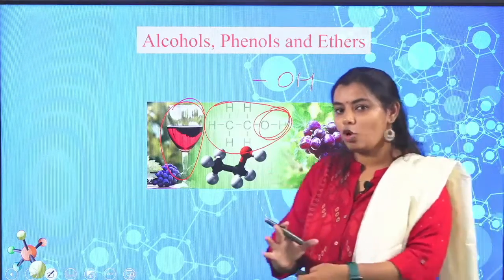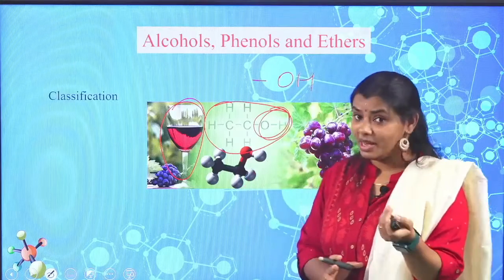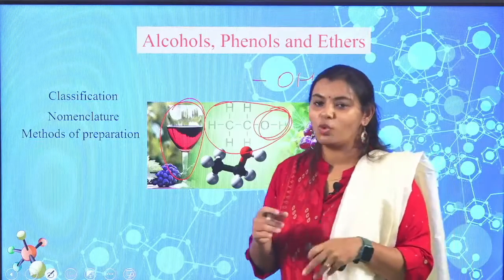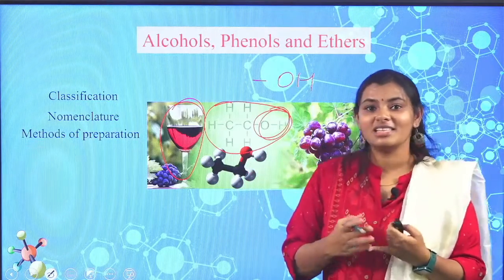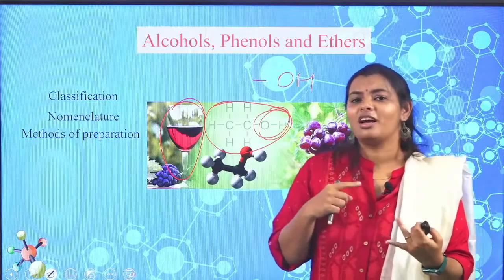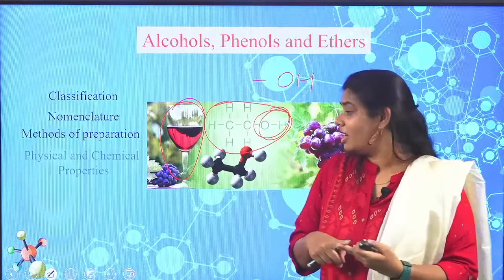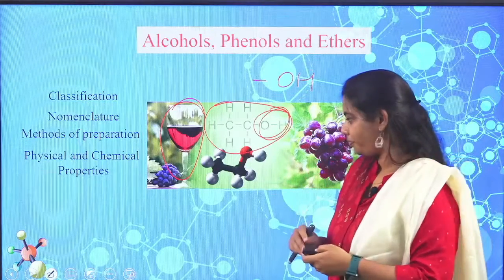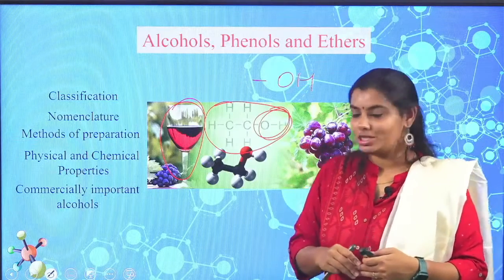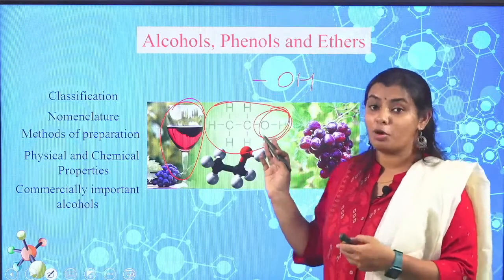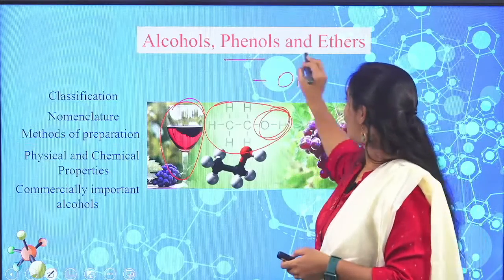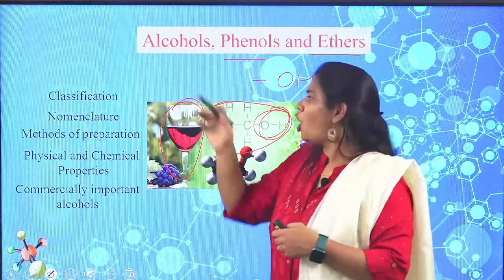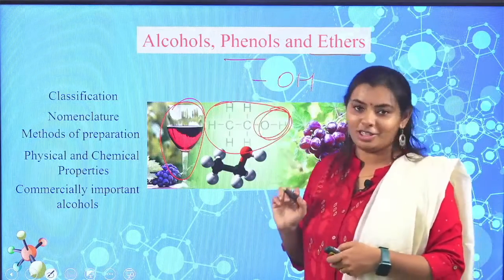So here also, as I told in the previous chapter, classification is very important. Nomenclature, naming of these compounds also is very important. Methods of preparation. What are the various methods of preparation? The Kolbe synthesis, as I told, the few named reactions, Friedel-Crafts alkylation, Friedel-Crafts acylation in your physical and chemical properties. All of these are very important. Commercially important alcohols. So which are a few commercially important alcohols, about that also we'll be studying, and a few of the uses of phenols, ethers, how exactly alcohols and phenols are being prepared, how ethers are being prepared, all of that we will study in this particular chapter.